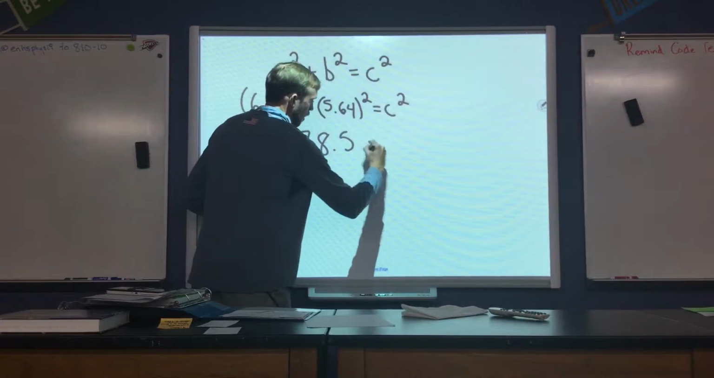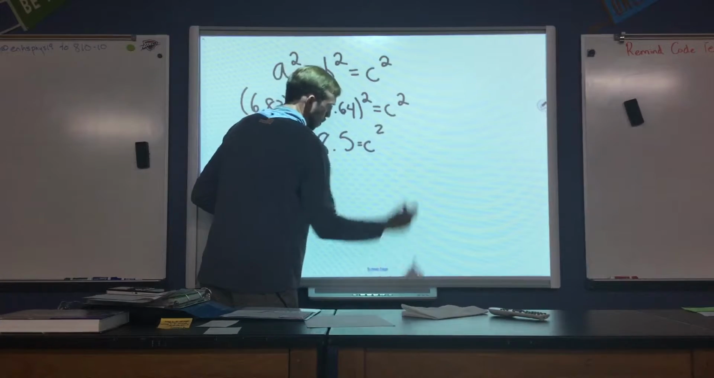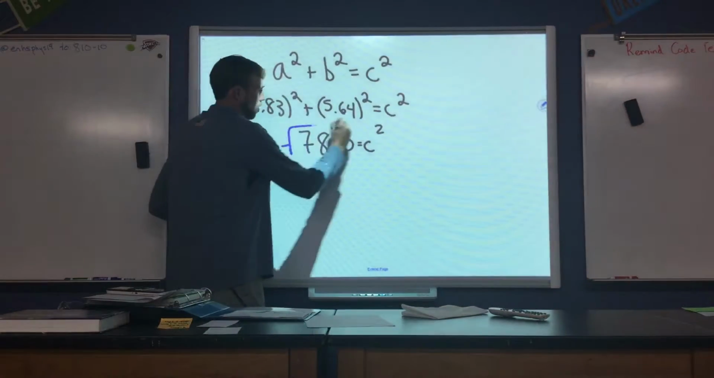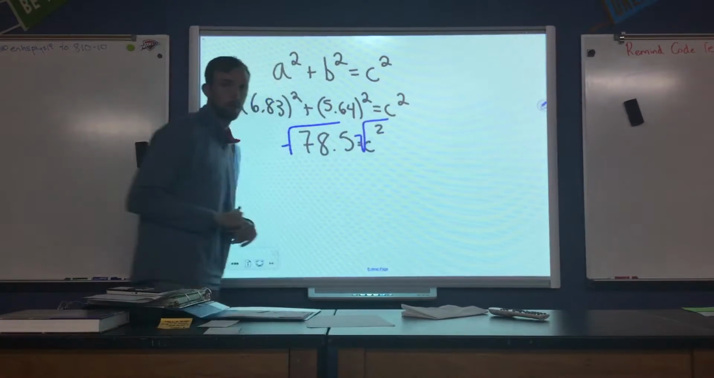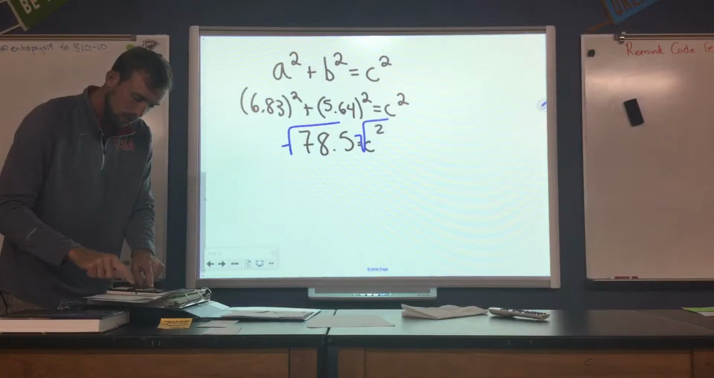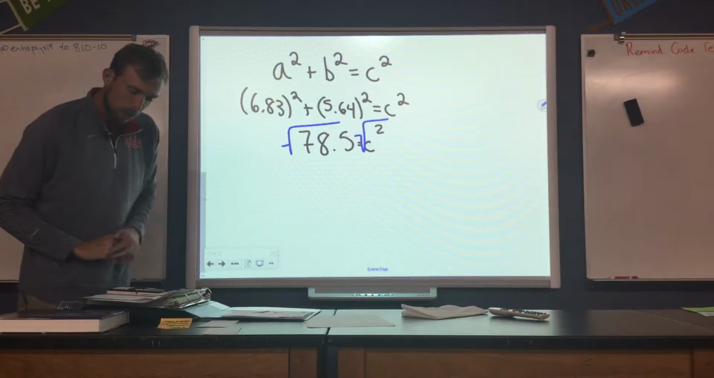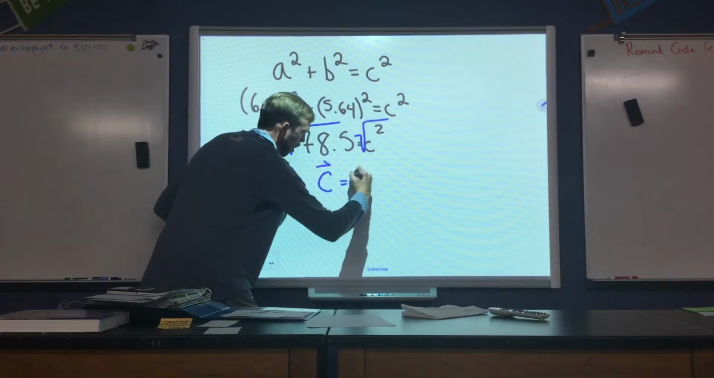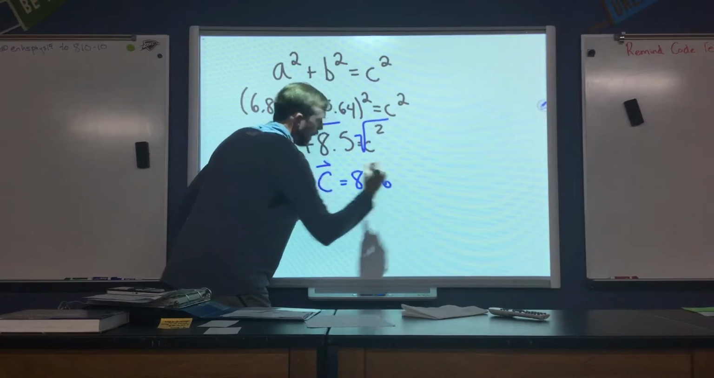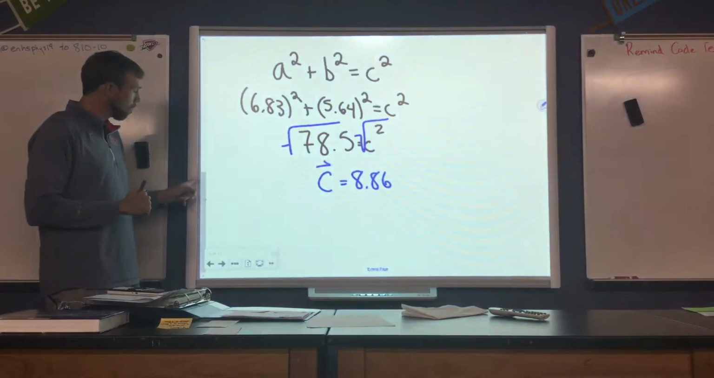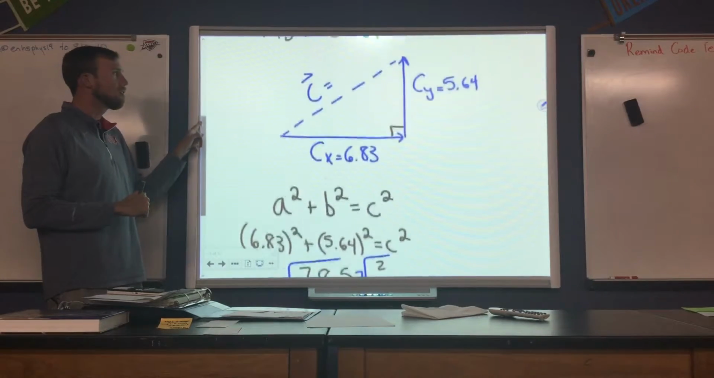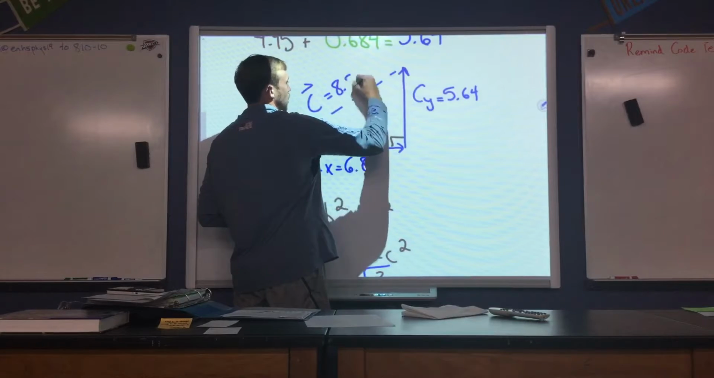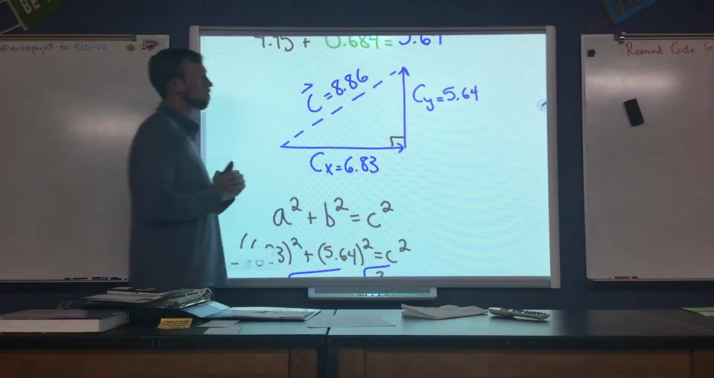78.5 is equal to c squared. And then to find our value c, which is just our hypotenuse, we'll take the square root. And that should give us approximately 8.86. So our hypotenuse, c overall, should be 8.86 units. Which should make sense given the numbers that we have, because that value is greater than both the base and the height of our triangle.